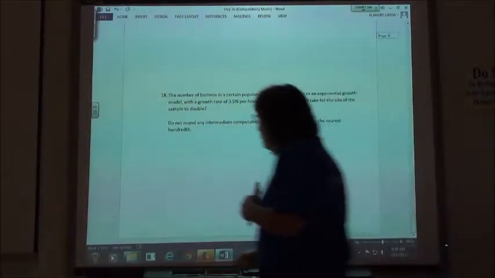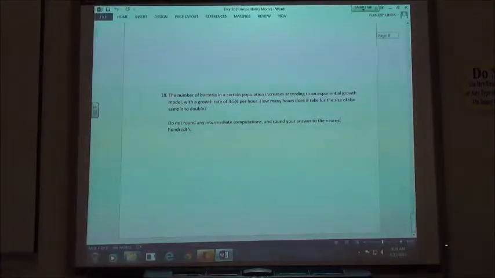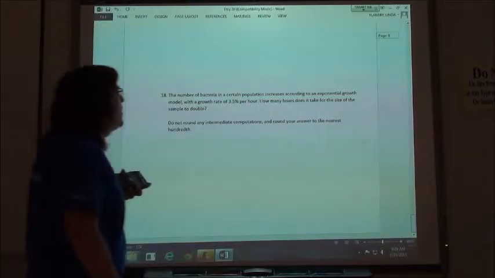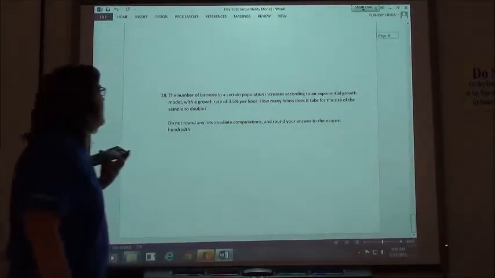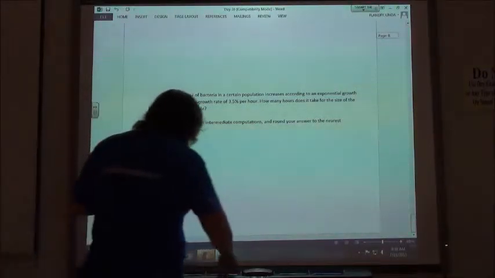And the last one here in the logarithm section. The number of bacteria in a certain population increases according to an exponential growth model with a growth rate of 3.5% per hour. How many hours does it take for the size of the sample to double? So this should be pretty close to number 16, right? What should I set up for my equation?